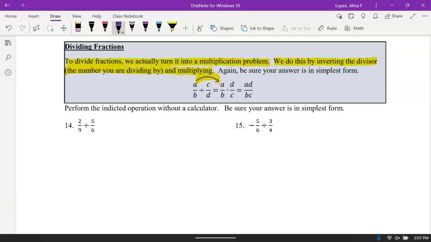But let's try it. On number 14, we make every division problem into a multiplication problem first. You're going to bring down the 2/9, and we're going to multiply by the reciprocal of the second number that's being divided. Instead of 5/6, we're going to multiply by 6/5. Now we can cross cancel and do the multiplication. I can't reduce within either term, but I do notice that 6 and 9 both have a 3 in common. 6 divided by 3 is 2. 9 divided by 3 is 3. Now we can multiply straight across. 2 times 2 is 4, and 3 times 5 is 15.